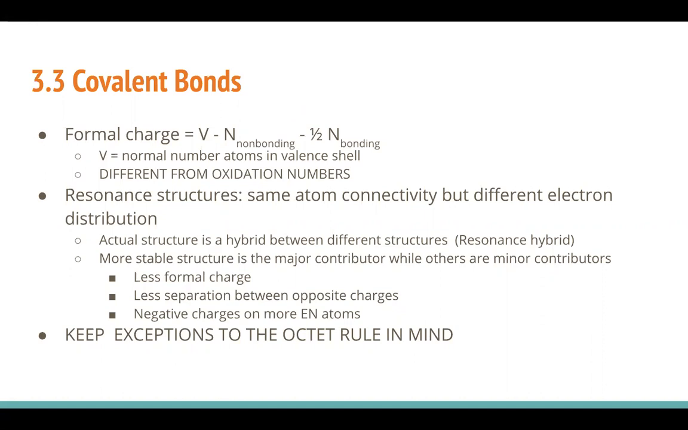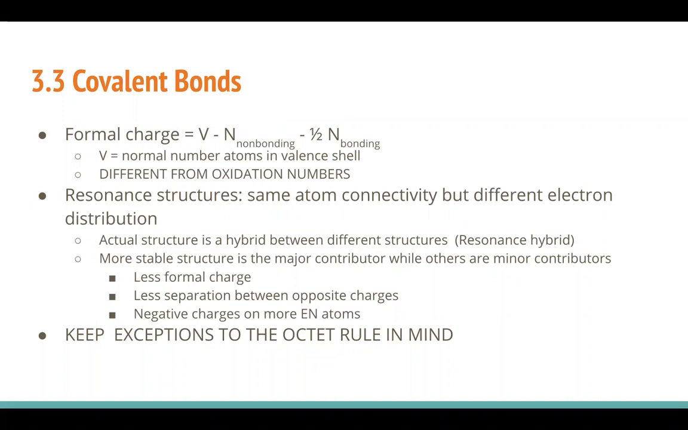And then less separation between opposite charges: if there's a plus formal charge and a minus formal charge, and they're close together, that's more stable than if they were far apart. And then the negative charges on more electronegative atoms: if there's a negative charge on oxygen, that's more stable than if it was on carbon, for example.